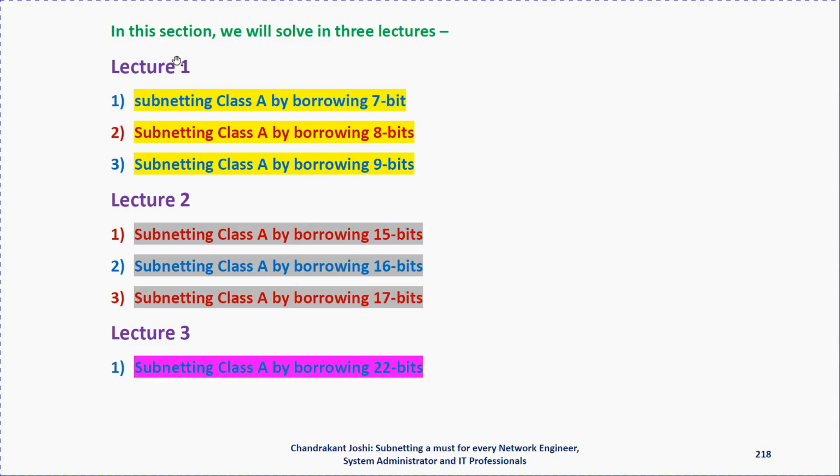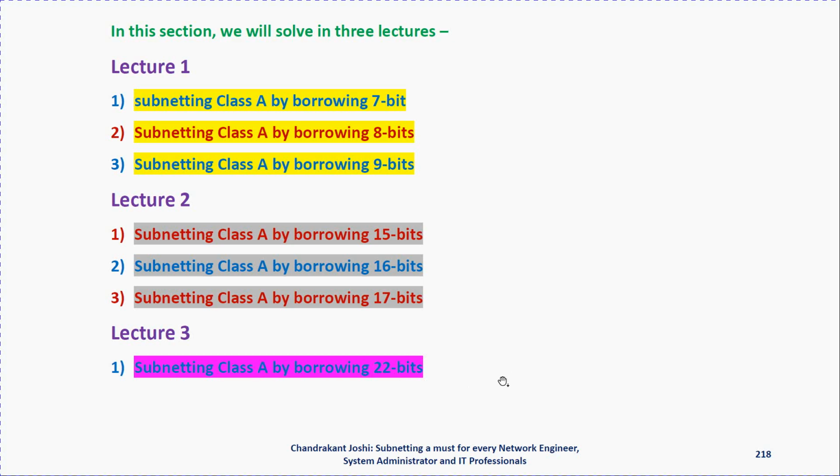This is divided into 3 videos. In this video we'll see 7-bit, 8-bit and 9 bits. Then in another video we'll see 15, 16, 17, and finally we will see a single video where we borrow 22 bits. So this is /30 for class A.